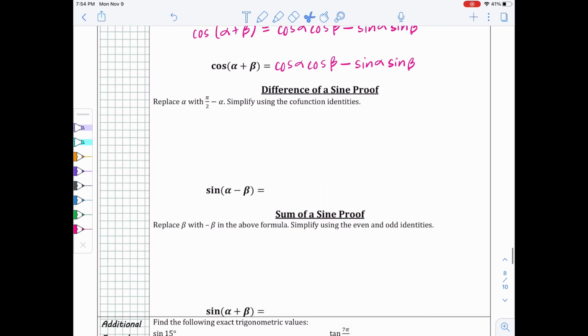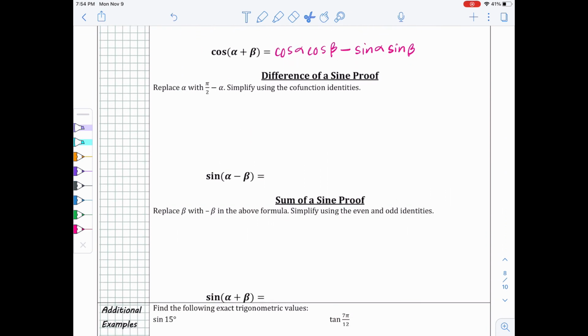Now we're going to use the identity we just proved, and we're going to prove the difference of sines now. We're going to take every alpha that we see and replace it with pi over 2 minus alpha. And eventually we will use the cofunction identities to simplify it.